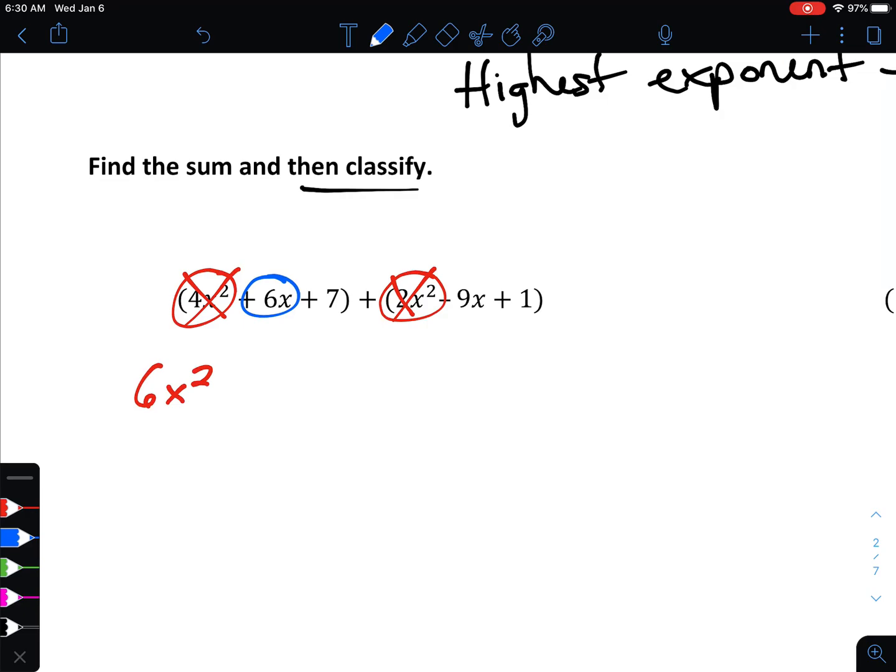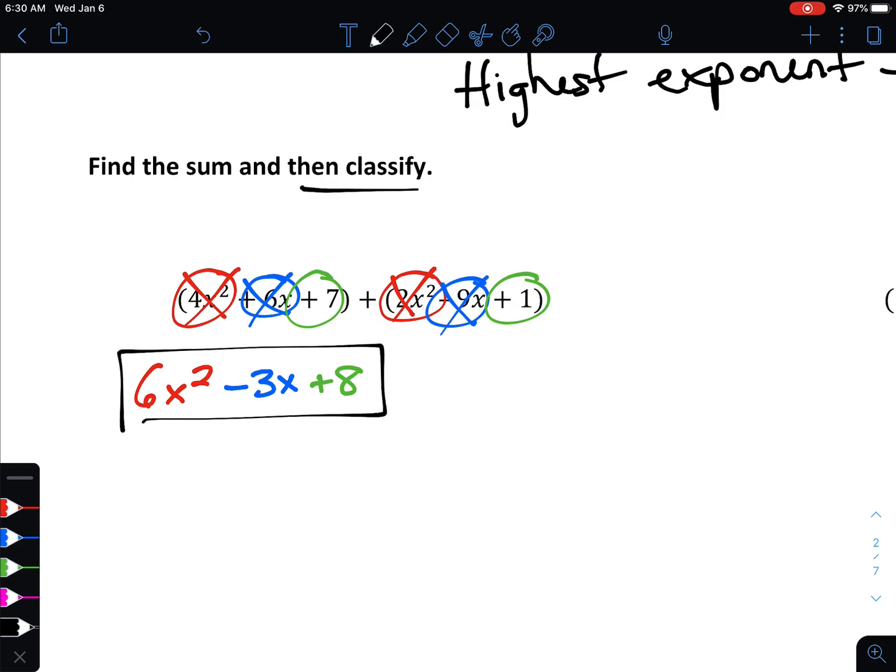Next highest exponent would be just x to the power of 1. We've got 2 of those. We've got positive 6 and negative 9. 6 minus 9 is a negative 3, so that's going to be a minus 3x. And we can cross those off if we're done. Finally, we've got 7 and 1. 7 plus 1 is 8. So here is our polynomial in standard form.